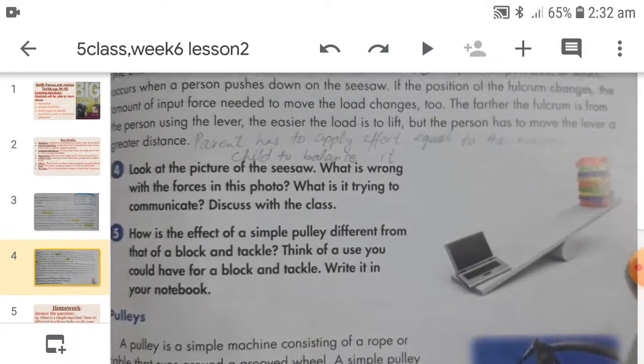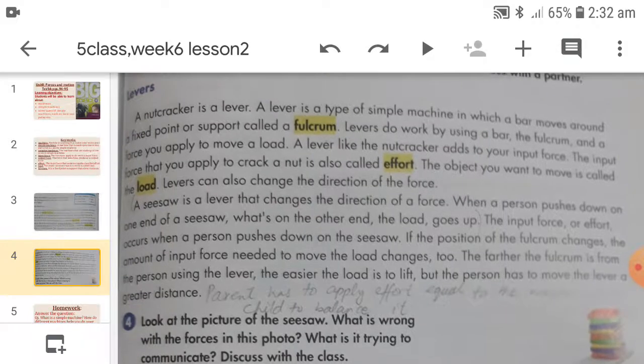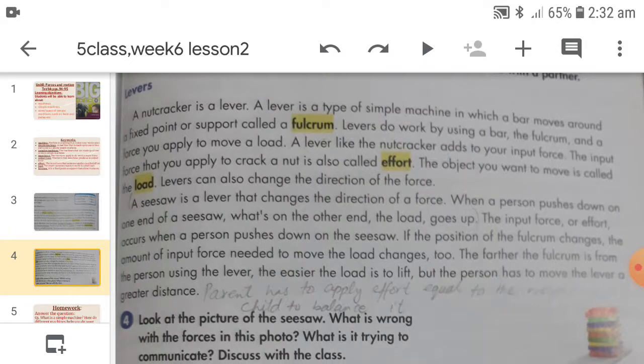Moving towards the next page, here we have discussion about lever. A lever is a simple machine which is made up of two parts. The first part is a bar that can move, and the other part is a fixed point or a support. As we can understand by the name, it is a fixed point and it does not move, but the bar can move around the fixed point.